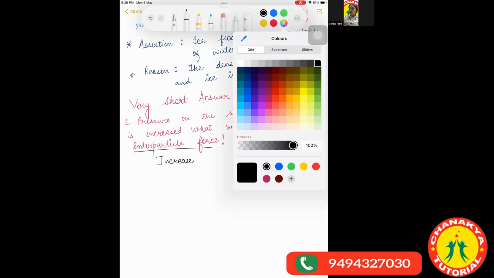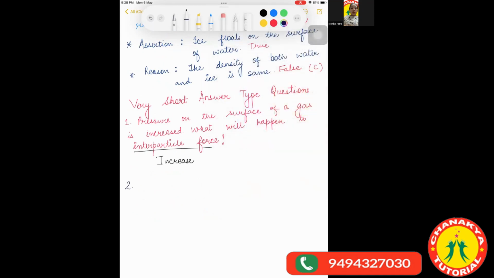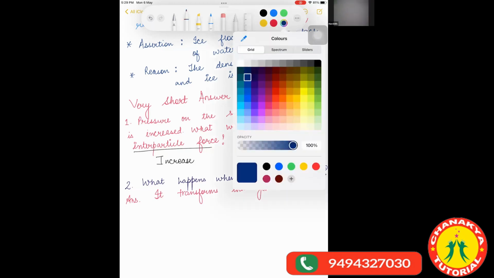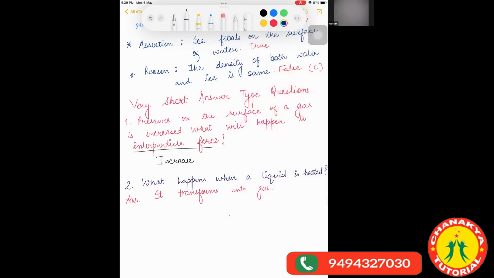Okay, let's move to the next question. What happens when a liquid is heated? Whose chance is it? Akshara, tell me the answer. Ma'am, it transforms into gas. Yes, it transforms into gas. Next. Ma'am, I have a doubt in the second question. Yes, please ask. Ma'am, in the question, it's not mentioned about the boiling point, right? Then also it is going to get converted into the gas. Okay, ma'am. Okay. Next question.